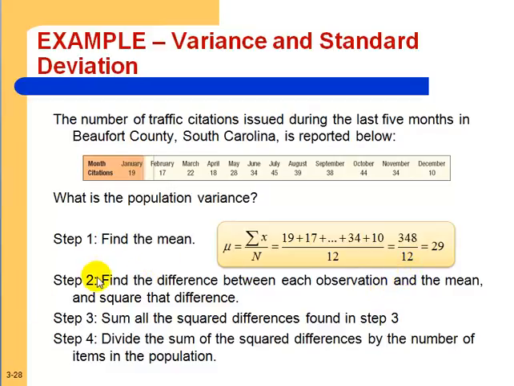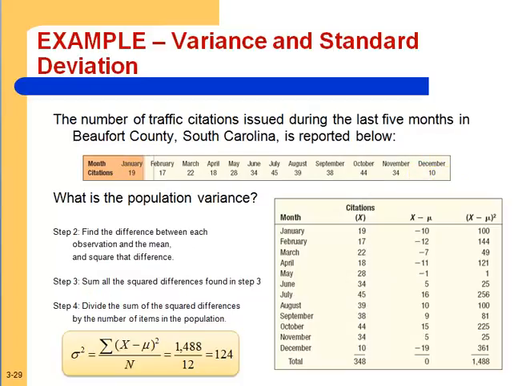The second step, we find the difference between each observation and the mean. That means we use each value minus the mean. Then we found the numbers here. Then we square each of them, and then find the total, the sum. We sum all of the numbers up and get 1488. Then we divide 1488 by 12, and we get 124.